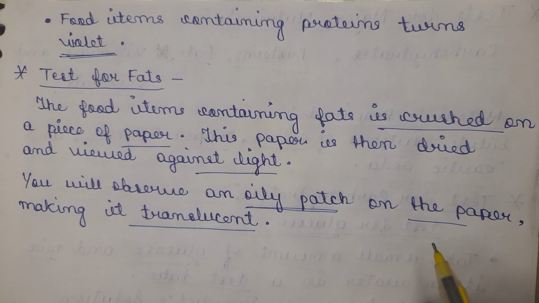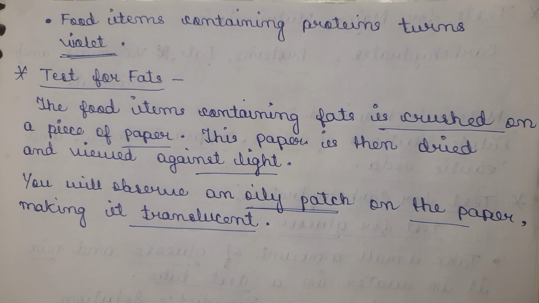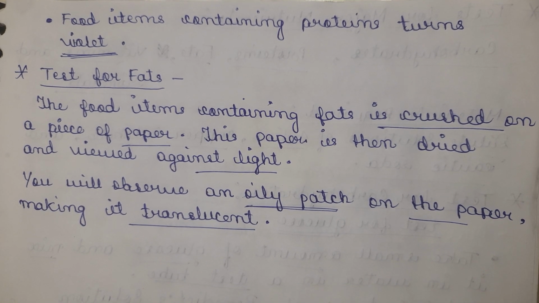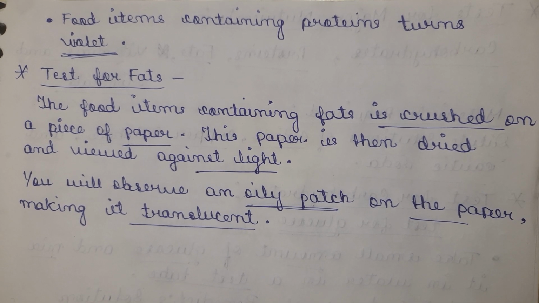So this was all about the testing of the major nutrients contained in our food items. We have already studied the tests for carbohydrates, which include the test for glucose and the test for starch. Another one is the test for protein: a food item that contains protein turns violet after adding the two solutions, the copper sulfate solution and the caustic soda solution. And the third one is the testing for fat.